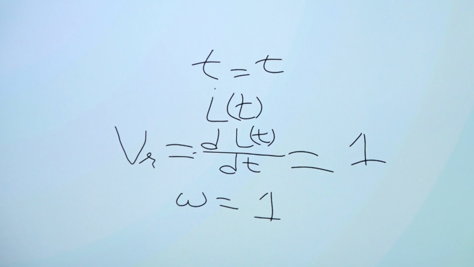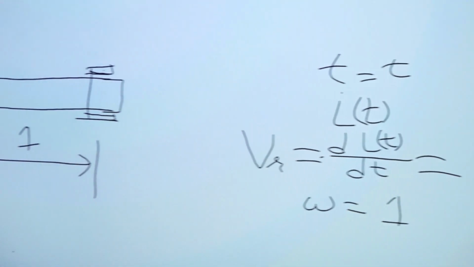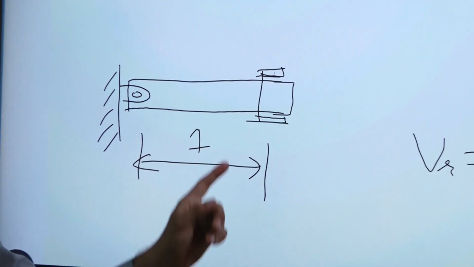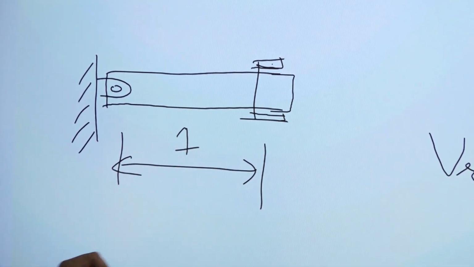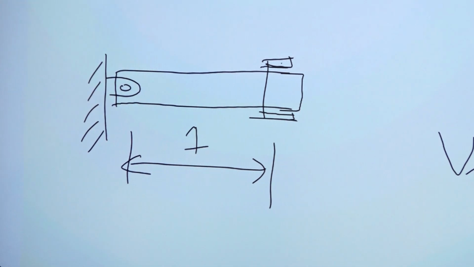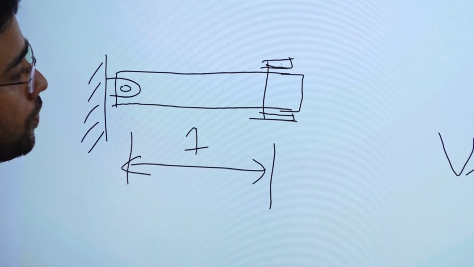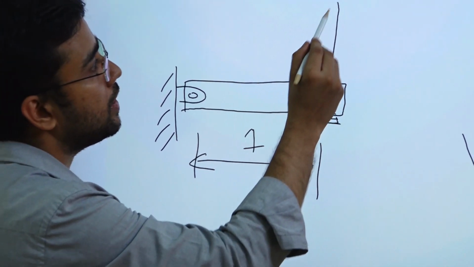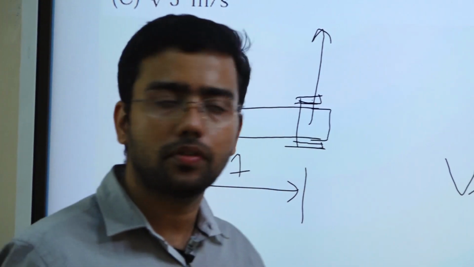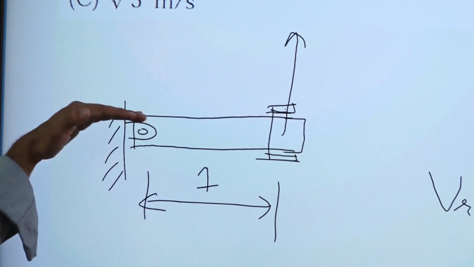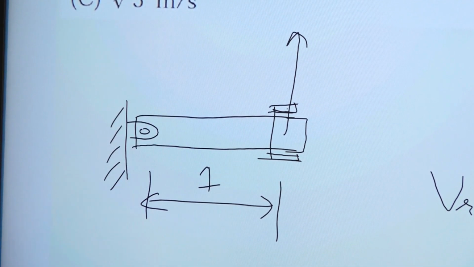So how do we find out the velocity of this slider? If we find out the velocity of this slider, we can find out the velocity of this free extensible end, right? So what will happen? There are two components of velocity. First one in this direction, that is because of angular motion of the rod, right?